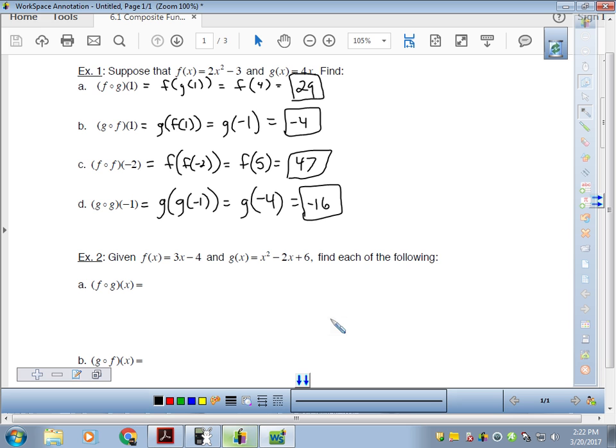It's pretty easy to do composition when you're just doing numbers, because it's just a matter of plugging in and making sure you do them in the correct order. Okay. Now let's do a little bit of it with some functions.